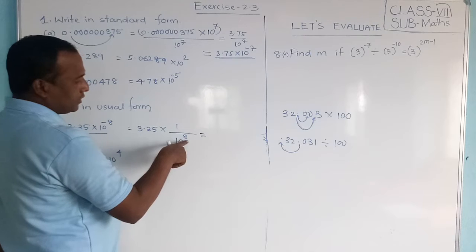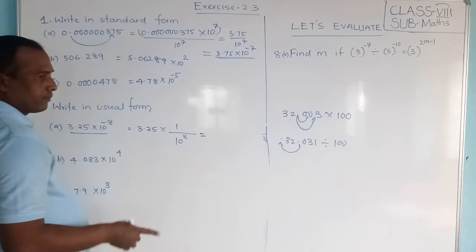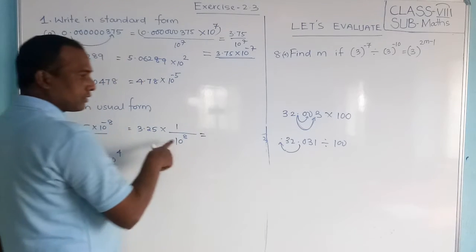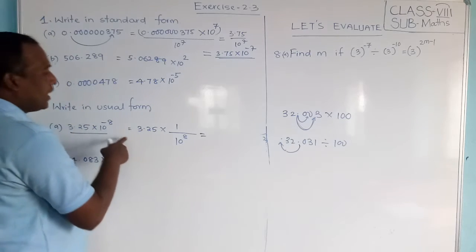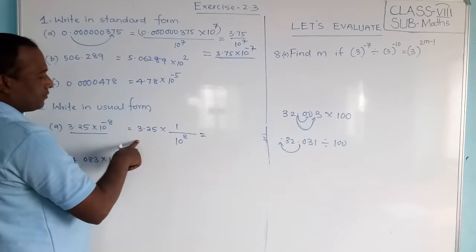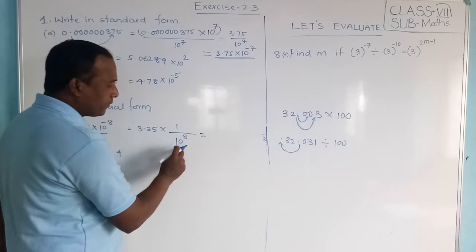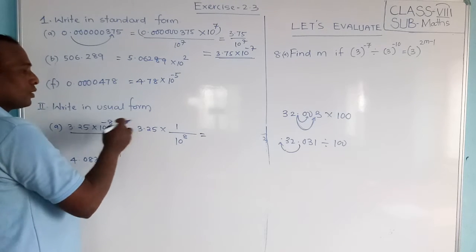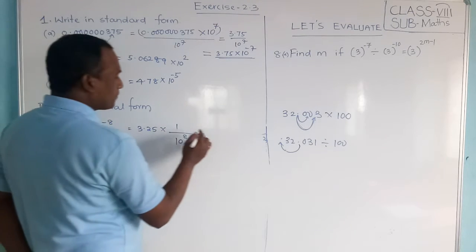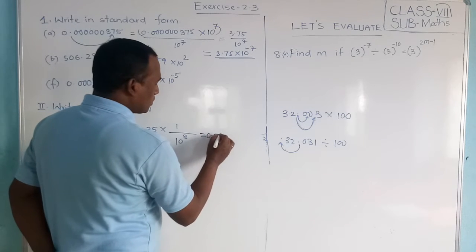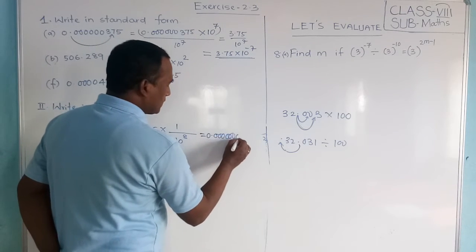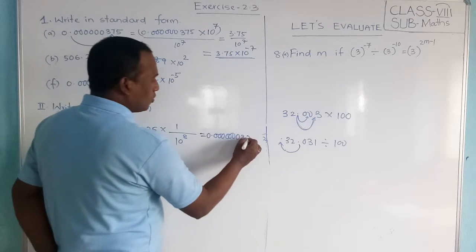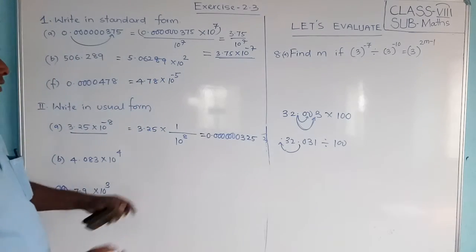Friends, how many zeros are there? 8 zeros are there. As I told, whenever we divide this number, the decimal point will come to the left. How many places? 8 should come because we are dividing by 10 power 8. So 8 places it will come to the left. Already 1 place is there, so we need again 7 places. So 0. and 7 places you have to give, plus here 1: 3 2 5. Okay friends, this is our answer.